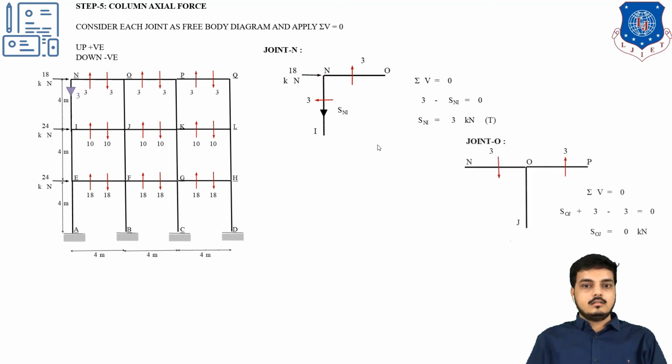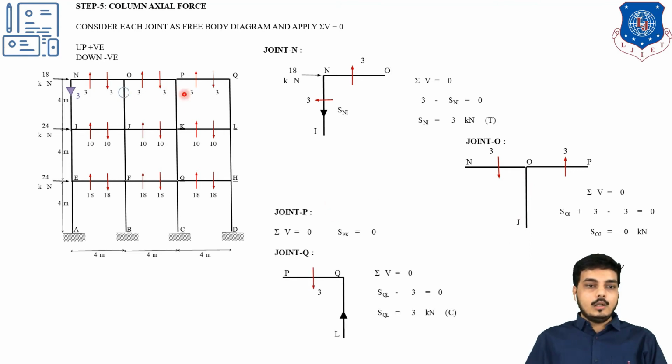Next is this O junction. So members are N2O, O2P and O2J. Now this one is downward, this one is upward. So while standing over here, SOJ will have equal and opposite forces. So ultimately for this particular member, the force will be 0. So SOJ will be 0. Similarly for P also, as this is going downward and this is going upward, the summation of V will be equal to 0. So for PK member, it is also 0.